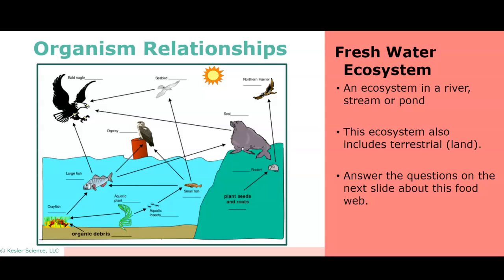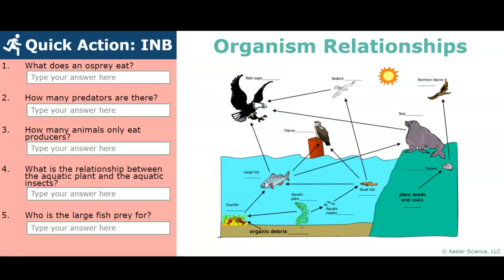chart. Now here's a freshwater ecosystem. So as you can see, this includes land and water. So when you go to the next slide, answer these questions based on this chart. Make sure you answer them completely. Like when it asks what an osprey eats, there should be 2 answers.